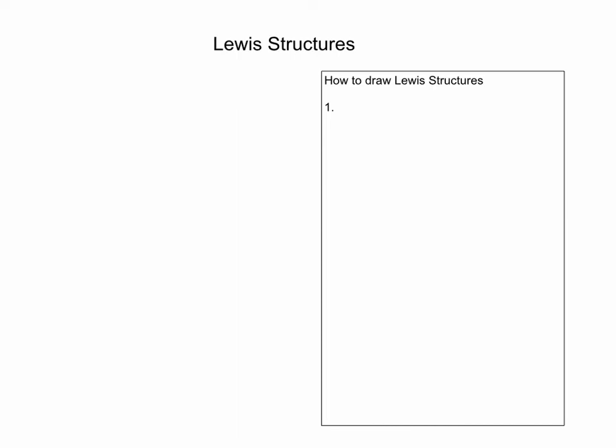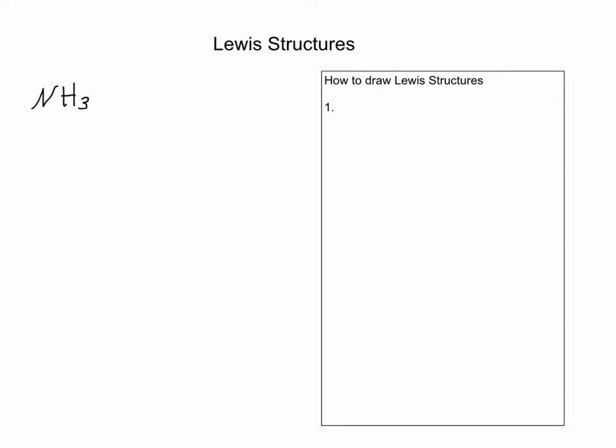Now that we know some general rules for drawing Lewis structures of compounds, mainly the octet rule, let's see how you would exactly draw one if given a compound. So let's start with the compound NH3, commonly known as ammonia or nitrogen trihydride. What do you do first?